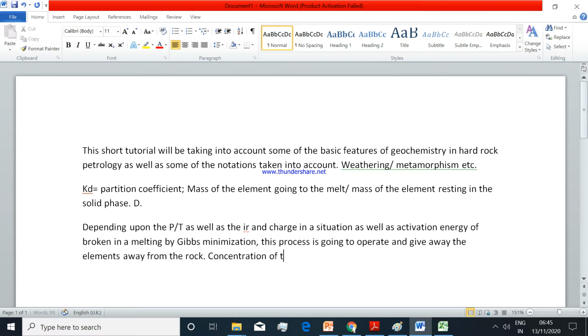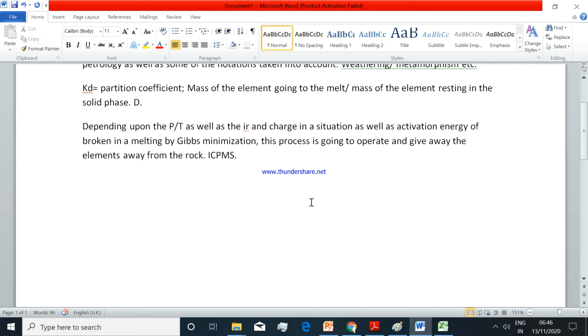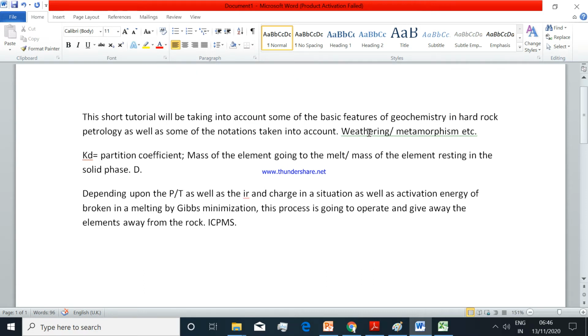or rather the mass by volume is taken into account by different types of analysis like ICP-MS. Sometimes XRF can also give you some trace element analysis, but ICP-MS is exclusively used for the purpose of rare earth element analysis, or even elements analysis like ppb or ppm, etc.